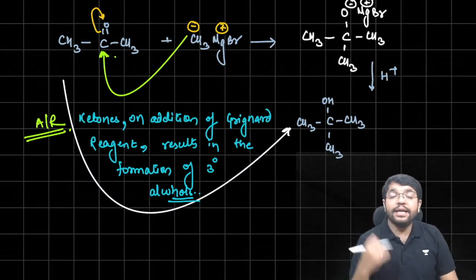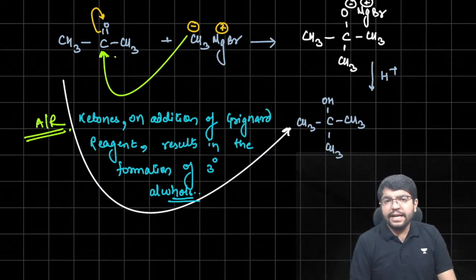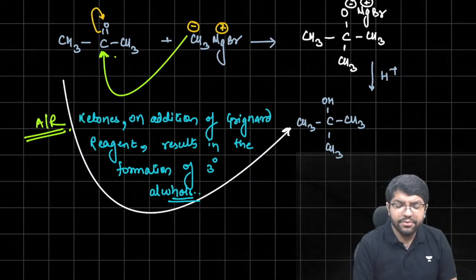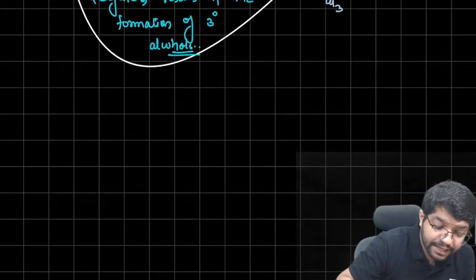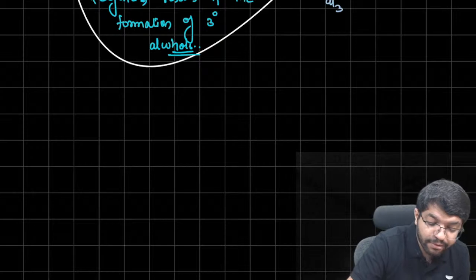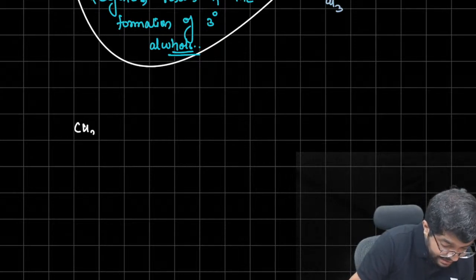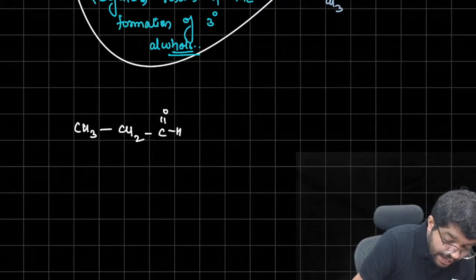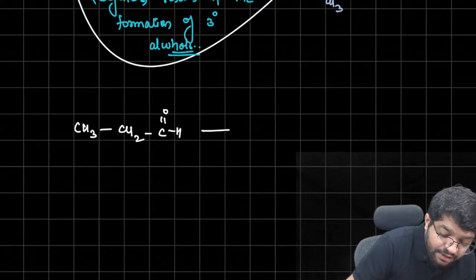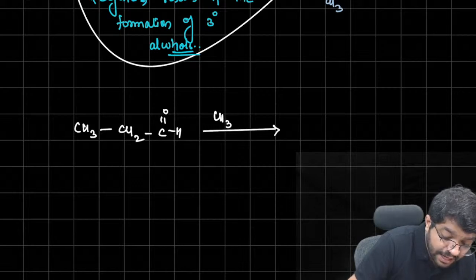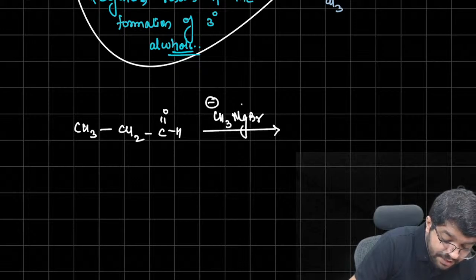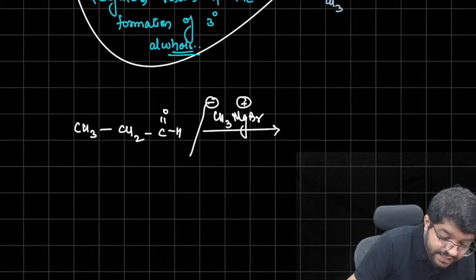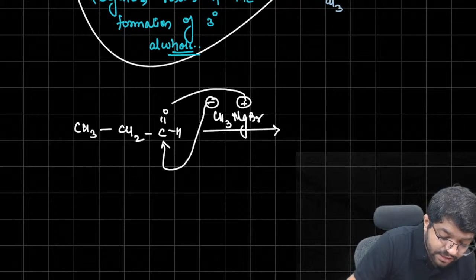Similarly, had it been any aldehyde, quickly we do that here. Had it been any aldehyde, say for example, I'm talking about propanal, say CH3, CH2, CHO, and I add the same reagent, CH3 MgBr, therein CH3 minus MgBr plus, minus attacks the carbon, plus attacks the O.